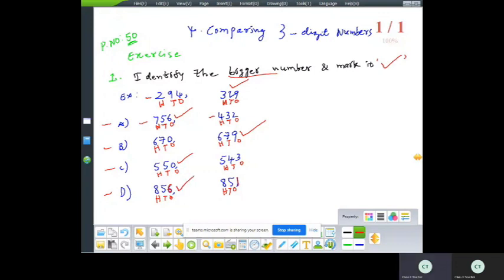This is the first part from page number 50: identify the bigger number and mark it with the right symbol. Question number 1 is completed. Now we are going to the second one, question number 2.